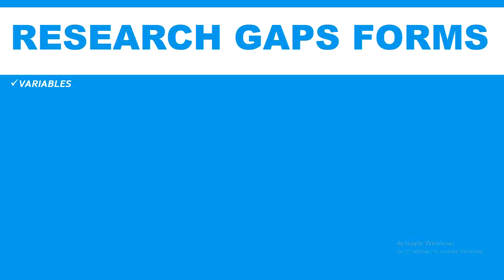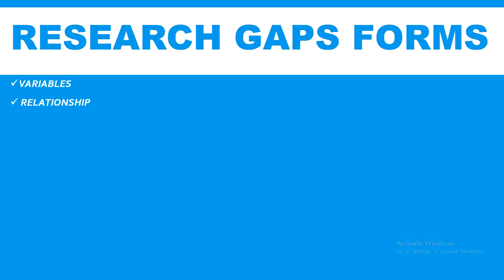These variables can be moderator, mediator, independent or dependent variable. The next point is relationship. Yes, research gap can be in the form of a relationship of your variables. It can be a relationship between independent and dependent variable. It can be a relationship between independent, dependent variable and with moderator. It can be a relationship of mediator, how it's mediating the relationship between your independent and your dependent variable.